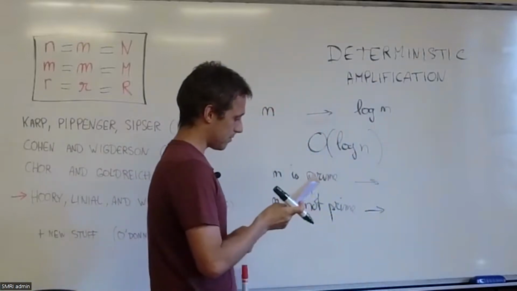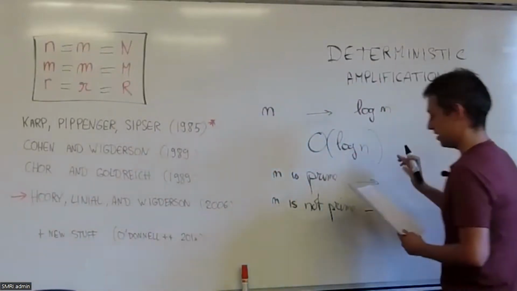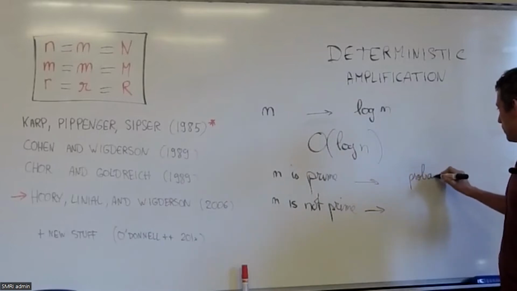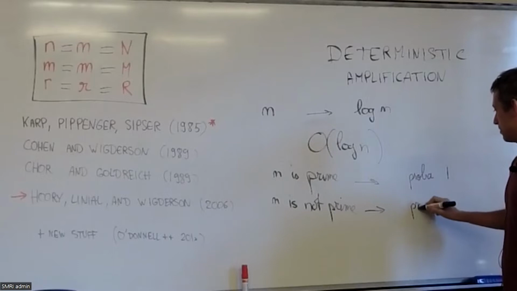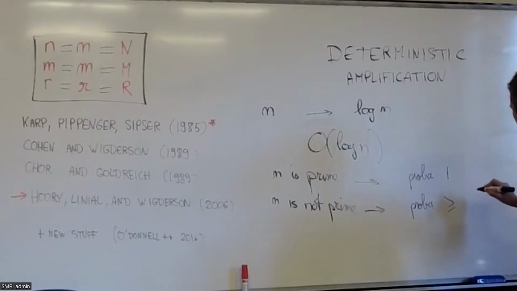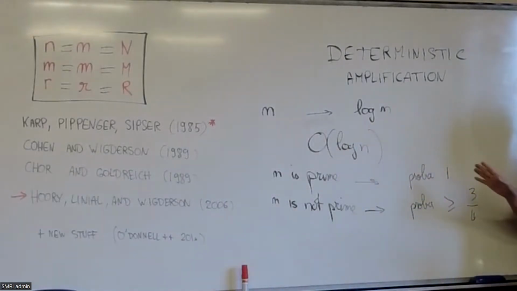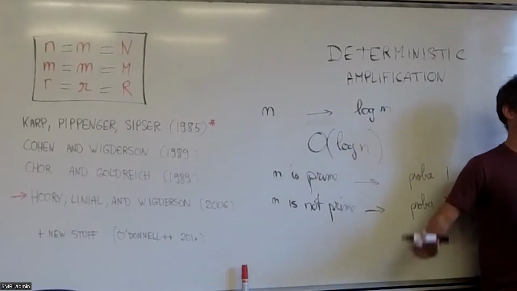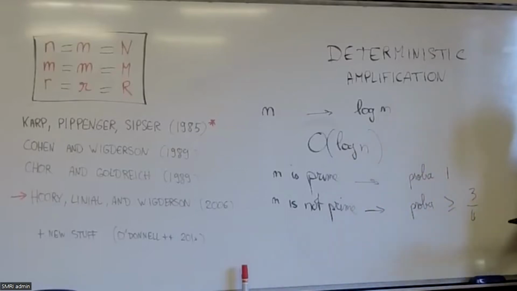Here, if it is prime, then it is correct with probability 1. And if it's not prime, I think it gives something like this. Again, this is roughly what that gives. A fancy way of saying that, and I'm going to give the definitions later, is that primality is in co-RP. So we get this, and we're very happy with that. It's very fast and so on.